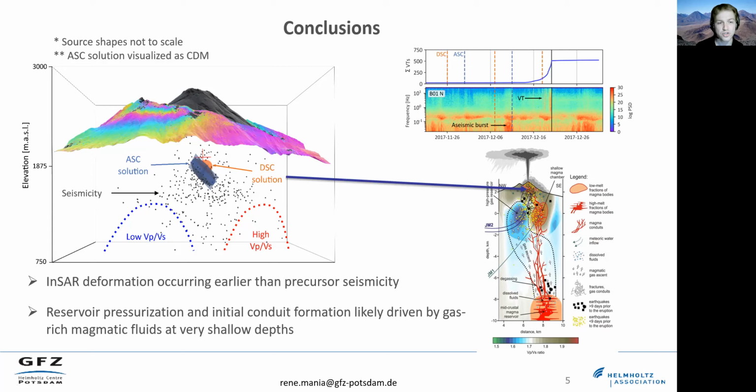Moreover, when we look at the geometry of the ascending solution, it looks like a dike-like intrusion that may reflect a conduit. Overall, I can say that the InSAR deformation occurred earlier than the precursor seismicity, and that reservoir pressurization as well as the initial conduit formation is likely driven by gas-enriched magmatic fluids at very shallow depths.